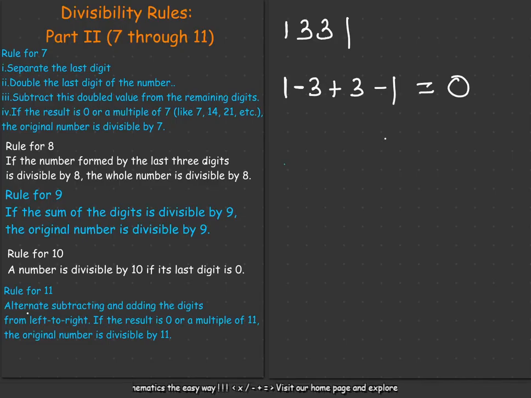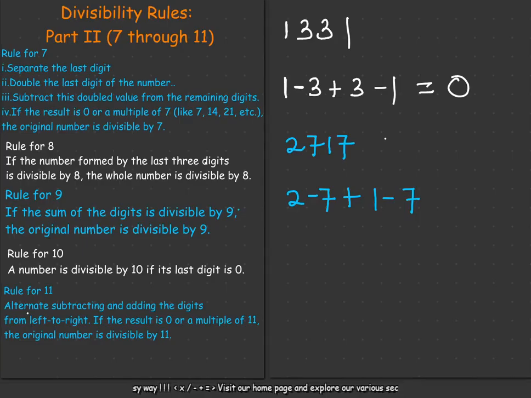Let's take this example too. So we have 2717. So what do we do? We alternate addition and subtraction. So 2 minus 7 plus what? 1, then minus 7. As you have seen, we started with subtraction, addition, and subtraction. We are alternating them. Alternating means if you start with this one, you go to the other. Come to this one, you go to the other. 2 minus 7 gives us a negative 5. Negative 5 plus 1 gives us a negative 4.